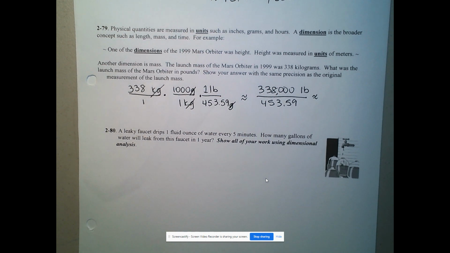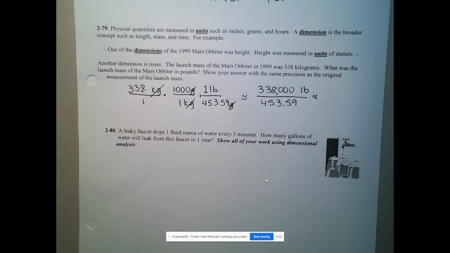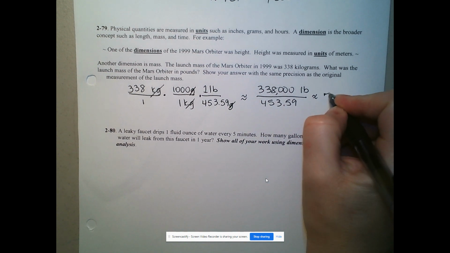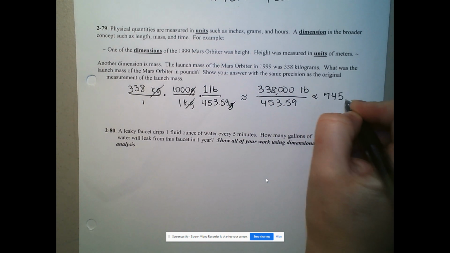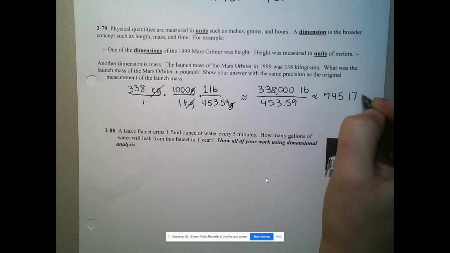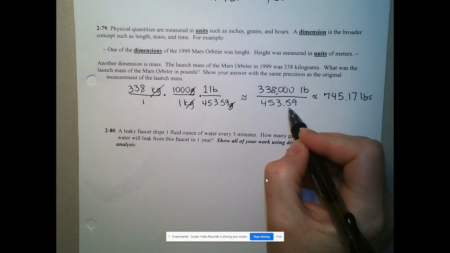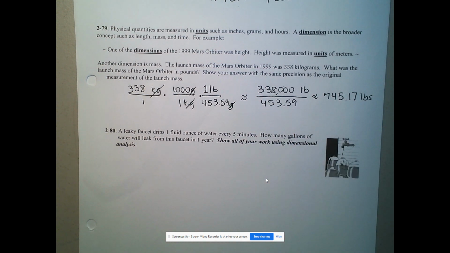So I'm going to divide 338,000 by 453.59, and I'm going to get approximately 745.17 pounds. And I went to the 2 places because the problem had another number that went to 2 places. If you were just going to report, you'd be like, oh, it's about 745 pounds if you're just chatting with someone.